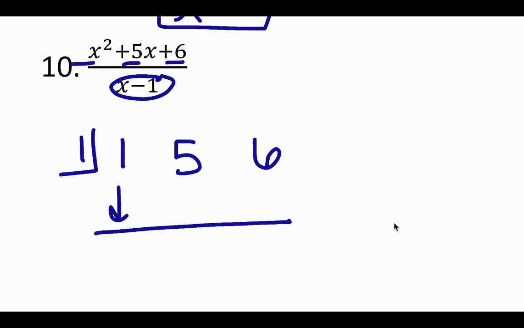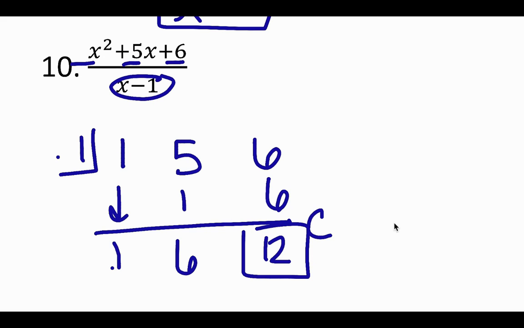I'm going to bring down my first number, which is a 1. 1 times 1 is 1. Add gives me 6. 6 times 1 is 6. Add gives me 12. So now 12 is my remainder. So this is my constant term. This is my x term.